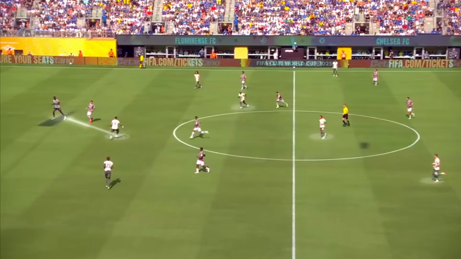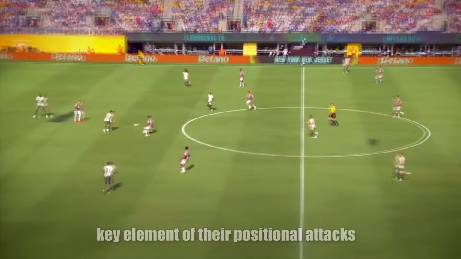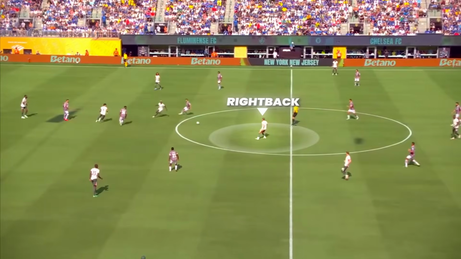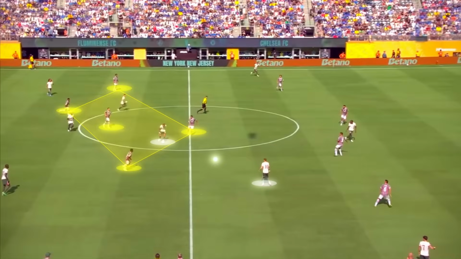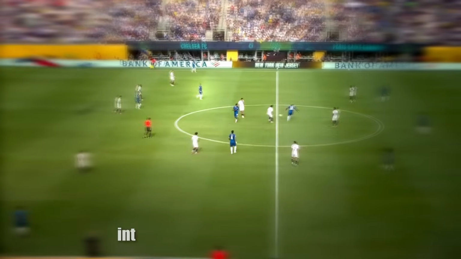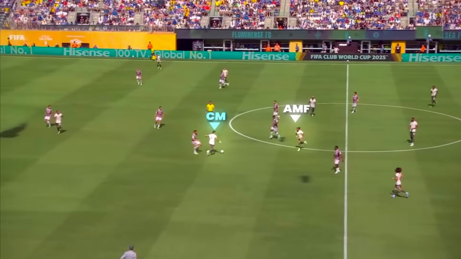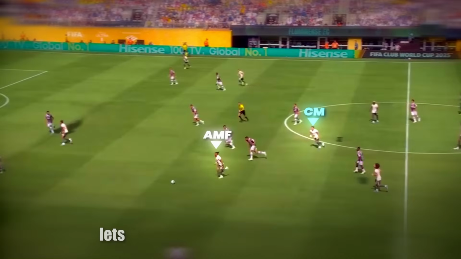Chelsea's creation of diagonal connections in the midfield is a key element of their positional attacks. Even the right back could be in the center to break the opposition with ease. The same right back could also be found in advanced half space, and he can again be played using intricate diagonal combinations. There are many more hidden intentions behind Maresca's system, and let's analyze those unnoticed details.